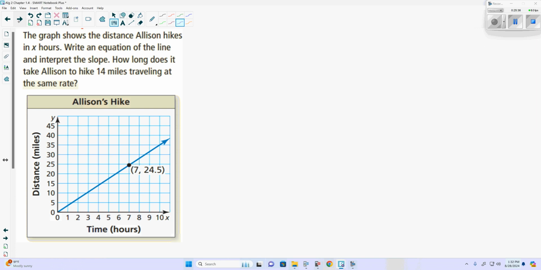Questions on anything we've done so far? We're doing great on time. This one here, the graph shows, huh? No, I was trying to figure out where we were at because I think the other hour we got to this problem was the last one we did. So we'll finish up here. The graph shows the distance Allison hikes in X hours. Write an equation of the line. Interpret the slope of how long it will take Allison to hike 14 miles at the same rate.